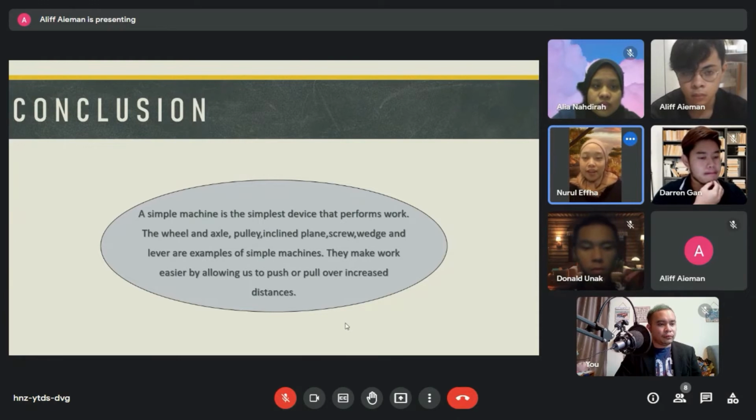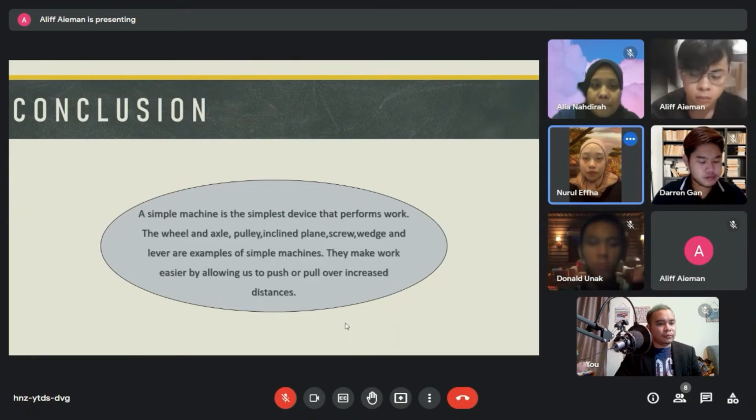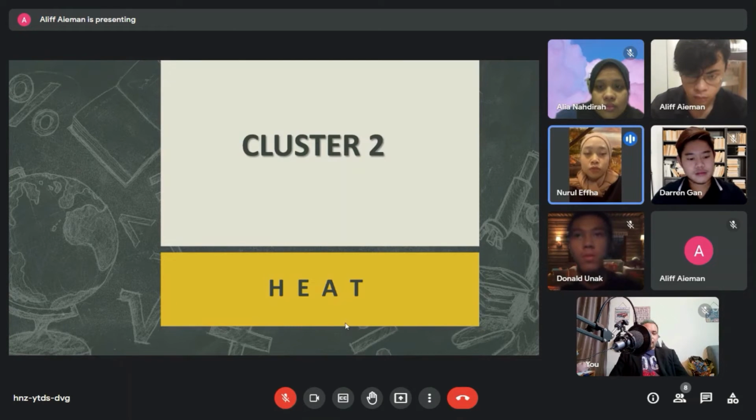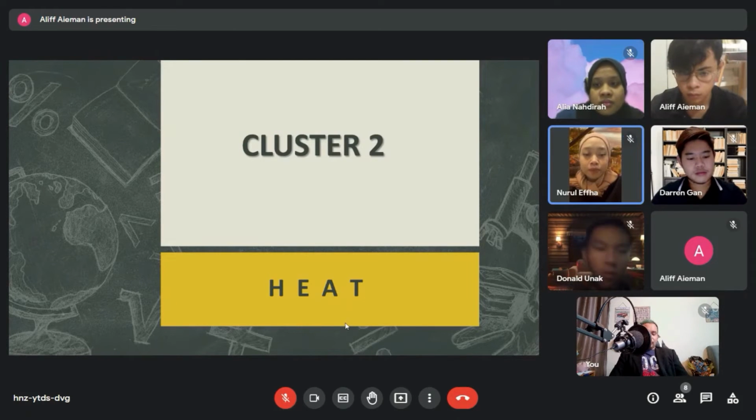For example, pulley has crane, inclined plane has escalator, wheel and axle has drill, wedge has jet, and screw has the light bulb. That's all from me. For cluster 2, I will pass to Donald.